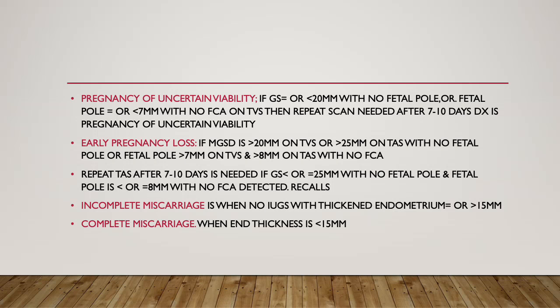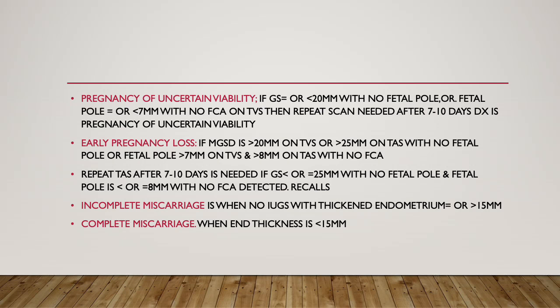Now there are some definitions, like pregnancy of uncertain viability. If the gestation sac is equal to or less than 20 mm with no fetal pole, or the fetal pole is equal to or less than 7 mm with no fetal cardiac activity. The same thing I discussed before. So we need to do a repeat TVS after 7 to 10 days. For the time being, until the diagnosis is made, this is referred to as pregnancy of uncertain viability, and it's a recall question.